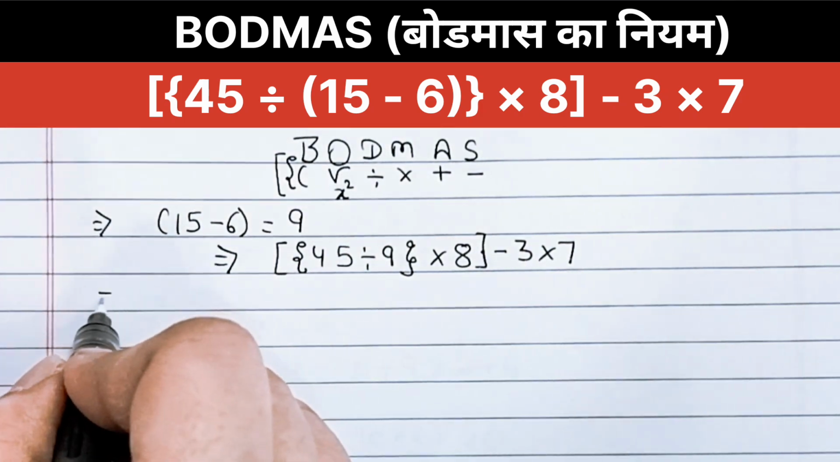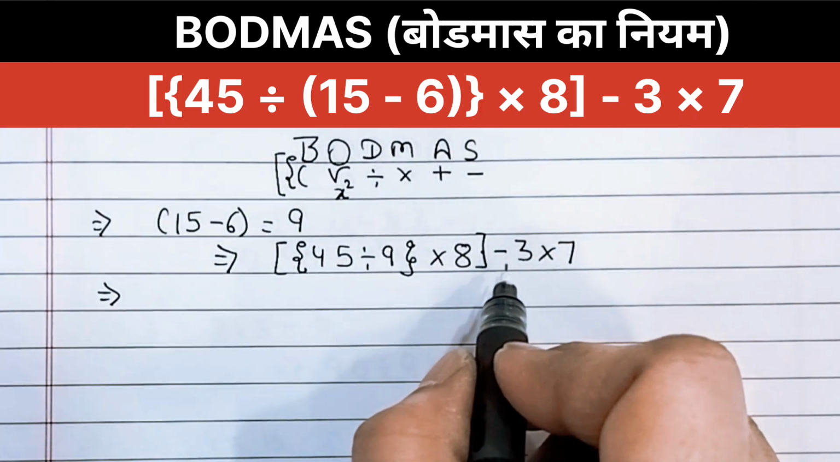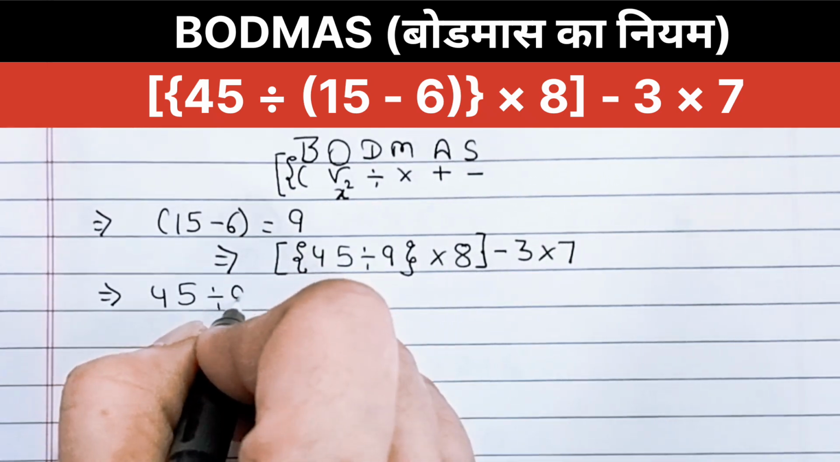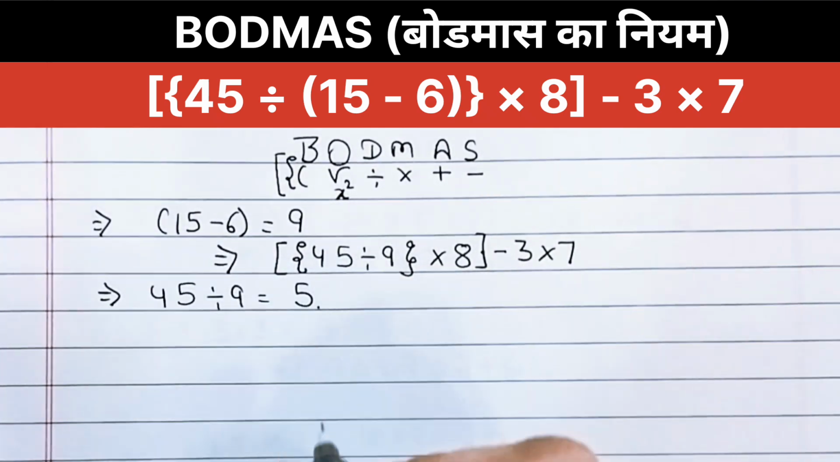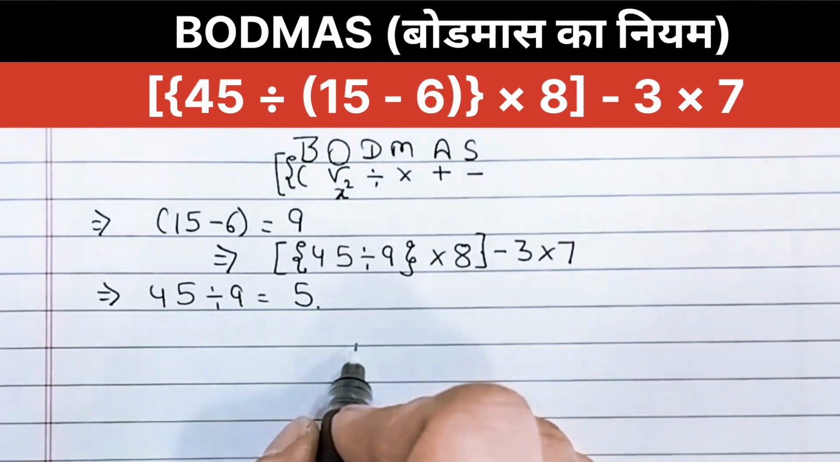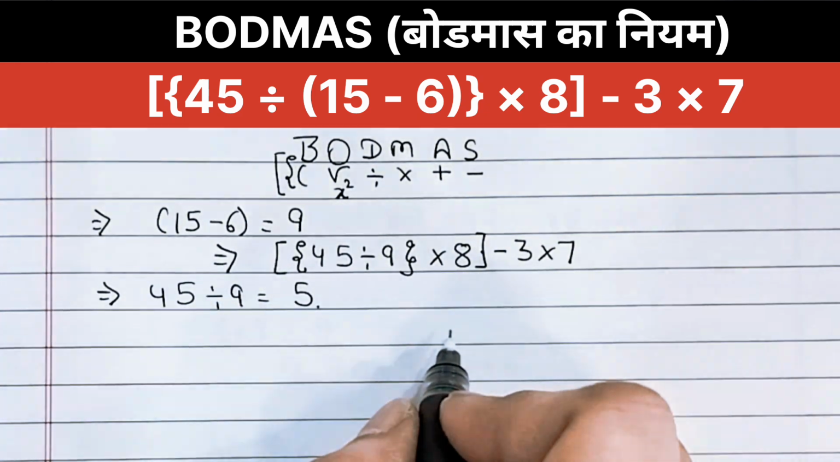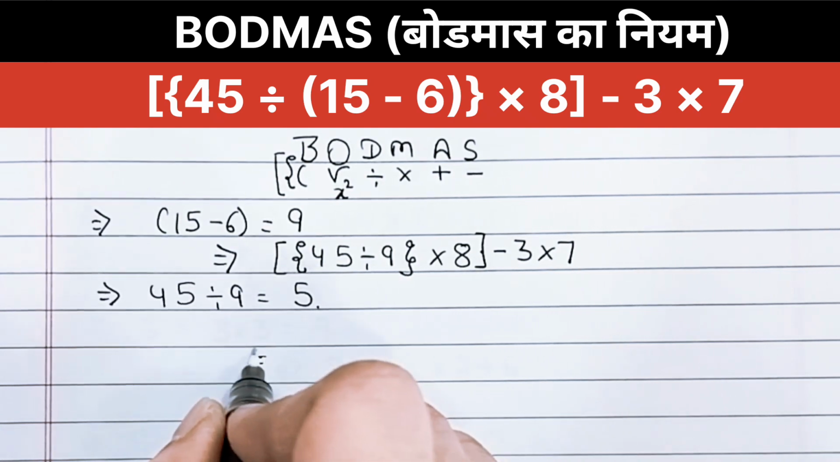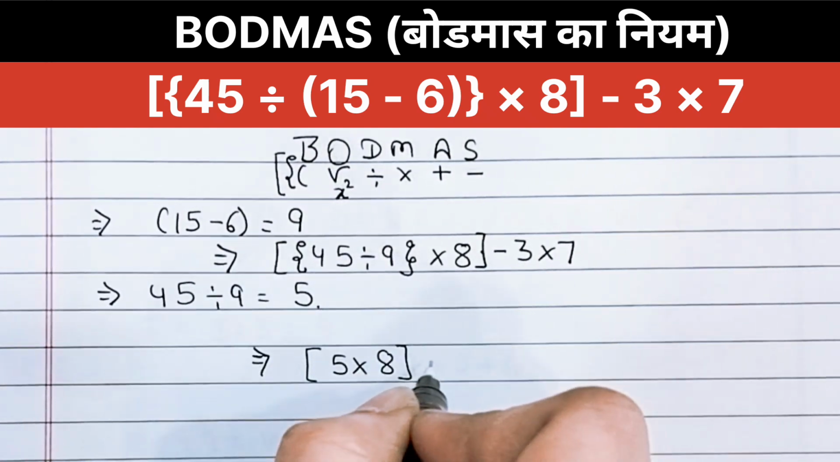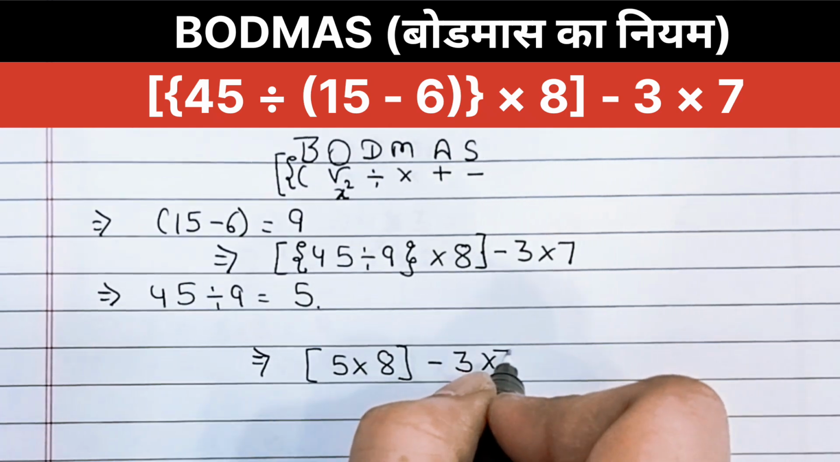So now second step, solve the curly brackets. As you can see, solve the curly brackets. It says 45 divided by 9 equals 5. According to this step, we move outward to the next set of brackets. Here we perform the division contained within the braces. So now the expression becomes 5 multiplied by 8 minus 3 multiplied by 7.